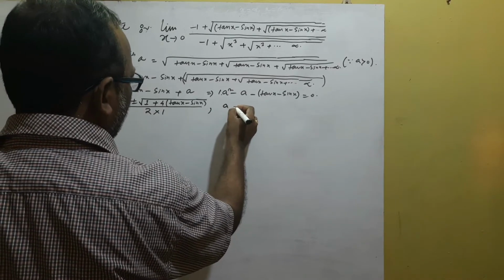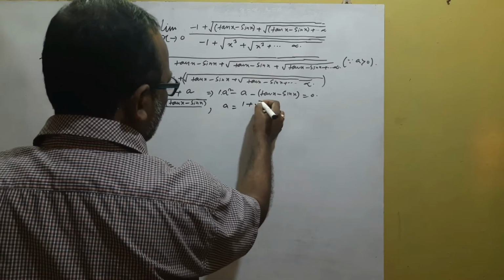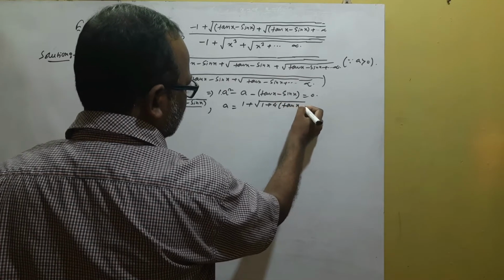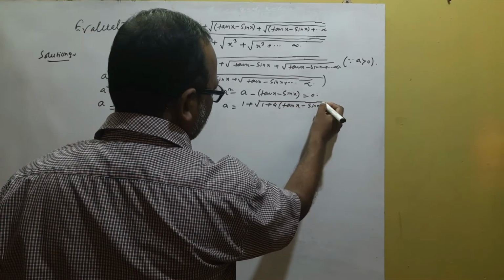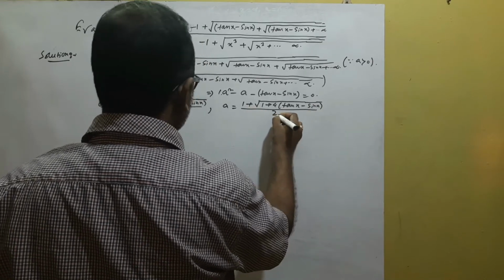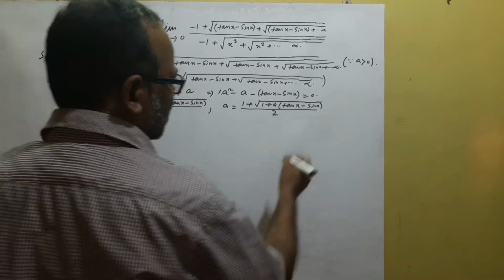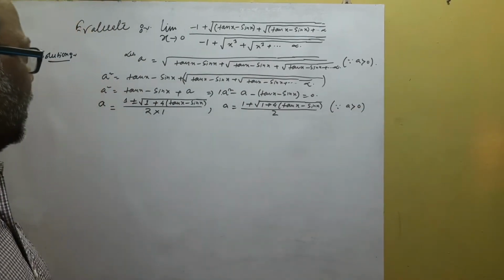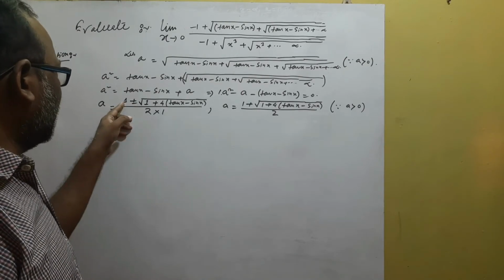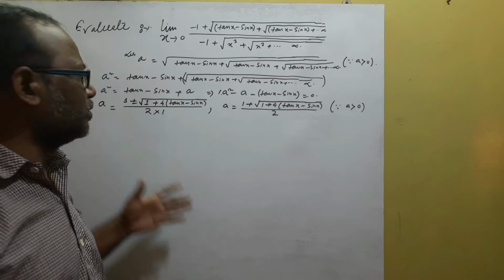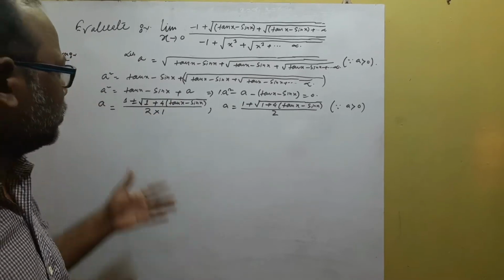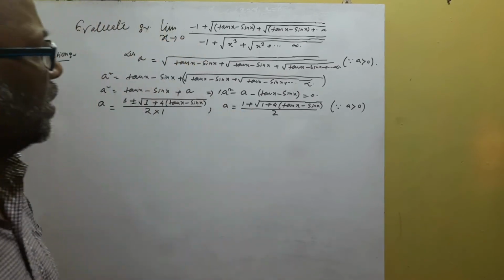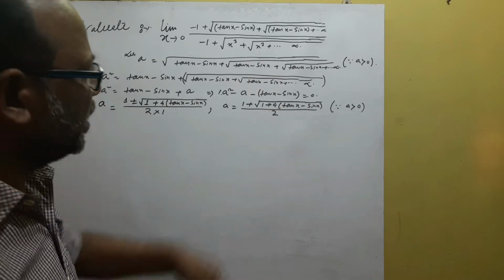Now we take the sign: a is equal to 1 plus under root of 1 plus 4 times tan x minus sin x, whole divided by 2. Since a is more than 0, that's why we take the sign positive. If we take the sign negative, then it is 1 minus under root of 1 plus 4 times something, the root value is more than 1, so we get a negative. So we take the positive sign, since a is more than 0.